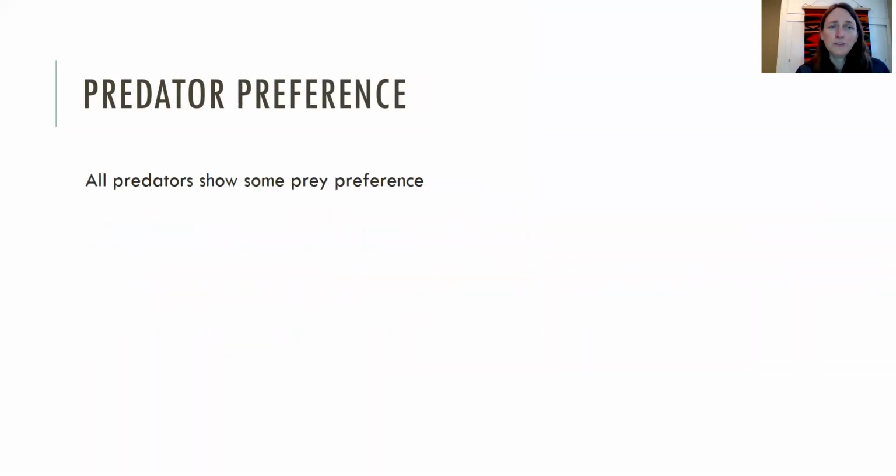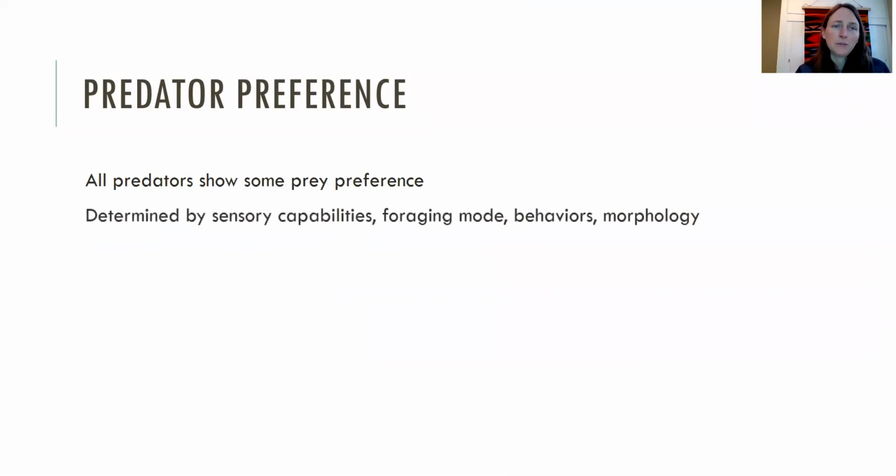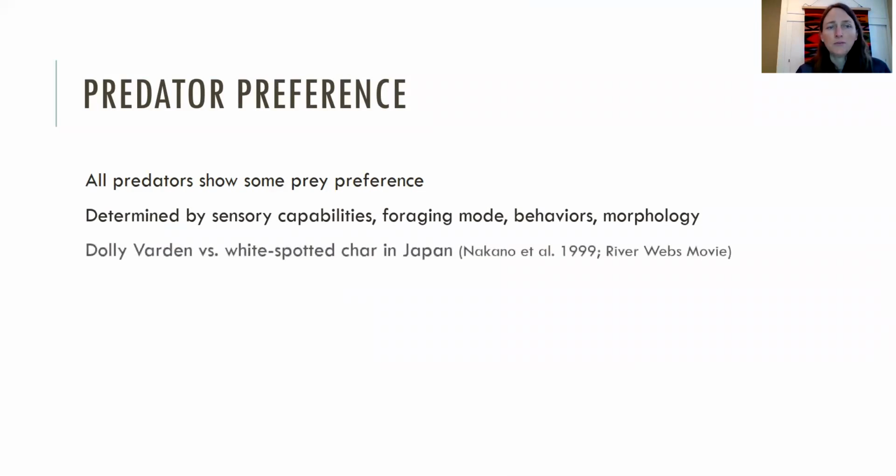All right, so all predators show some kind of prey preference, and this can be determined by their sensory capabilities, their foraging mode, their behaviors, and their morphology. So for example, Dolly Varden versus white-spotted char in Japan. I've got a really great movie that I'd love to show you guys called the Foodwebs movie, and it talks about these really cool studies in Japan where they were trying to figure out where these different fish were feeding and feeding on what, insects from the forest or insects from the stream.